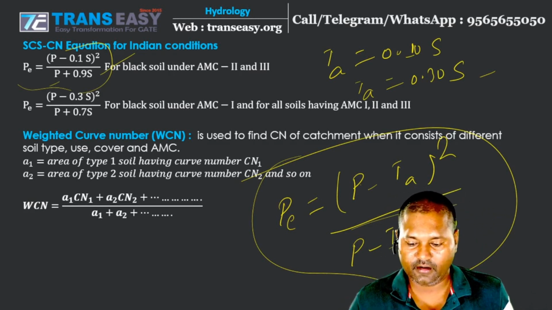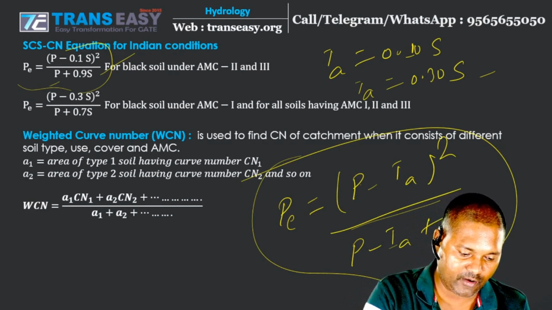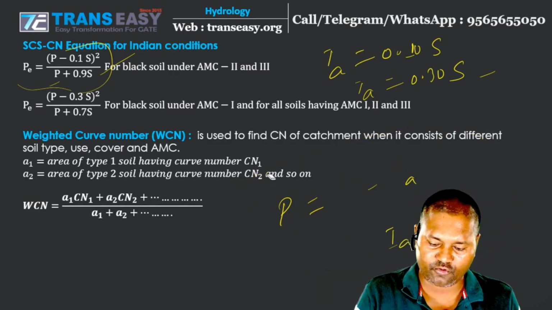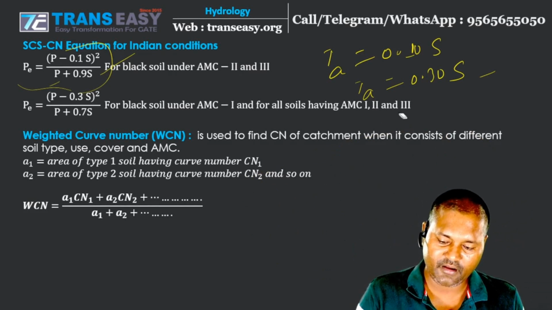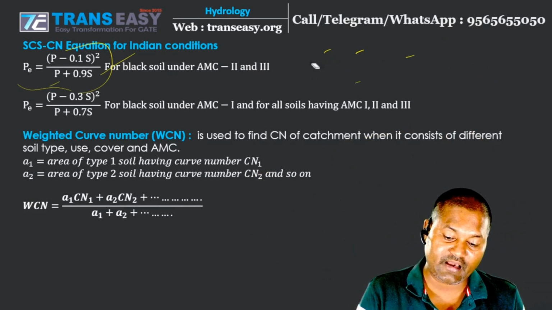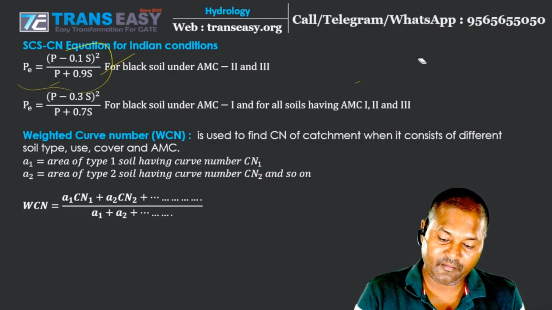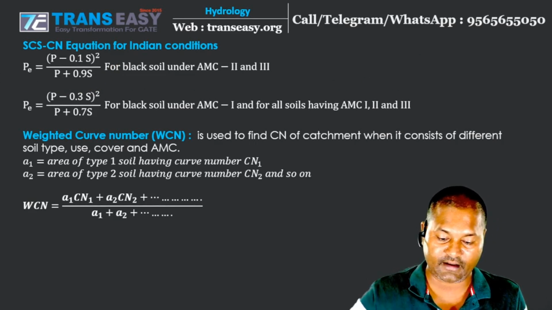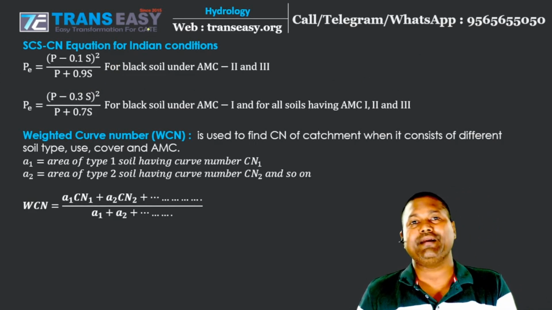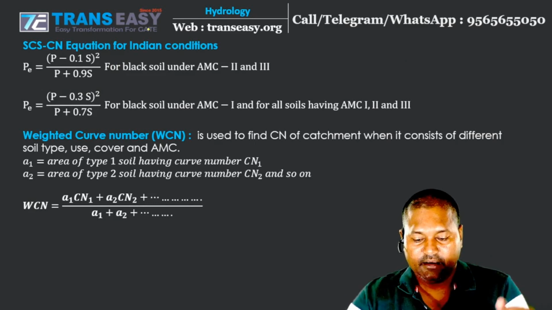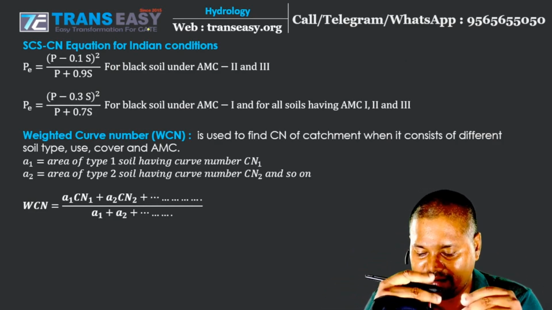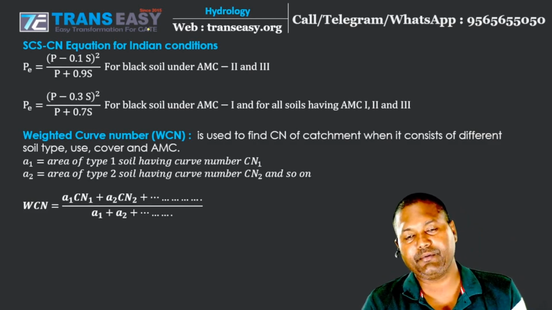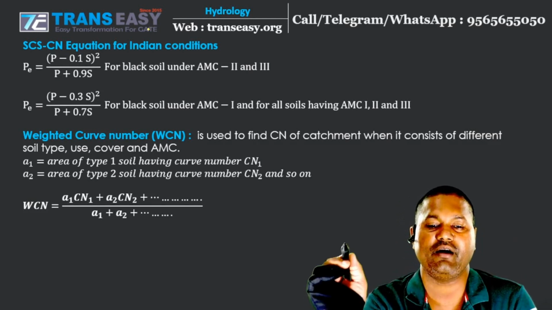Weighted curve number, guys, now we have its derivative. इसके डेरिवेटिव है और कुछ नहीं, खत्म हो चुका है ऑलमोस्ट सारे कॉन्सेप्ट. तो मैंने पूरा ट्राई किया हूं कि आपको कॉन्सेप्ट से लर्निंग हो. यहां पर कुछ भी मैंने रटवाया नहीं है, सब कुछ खोल के रखा है. Weighted curve number is used to find curve number of catchment when it consists of different soil type, use, cover and AMC.